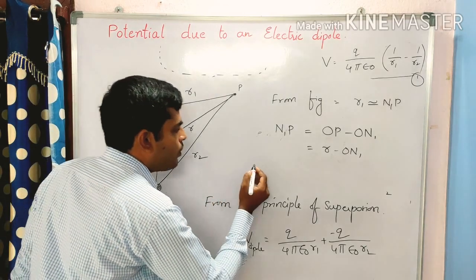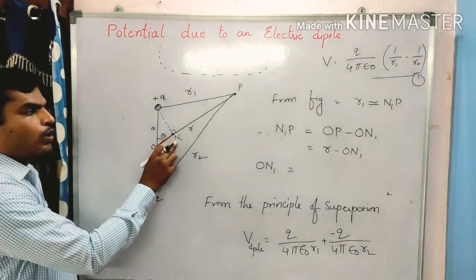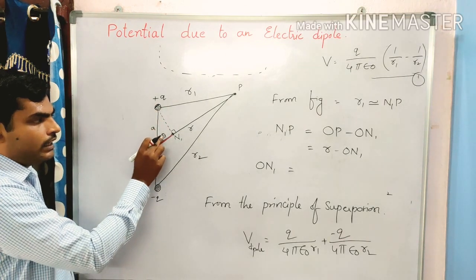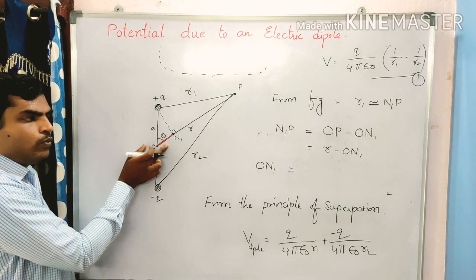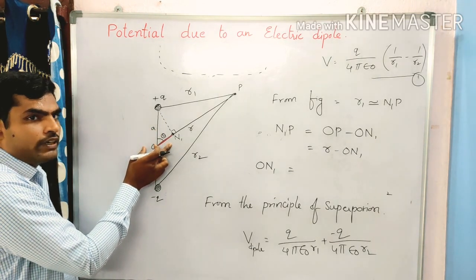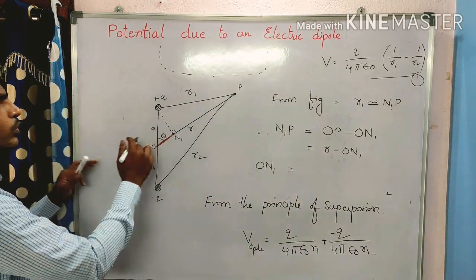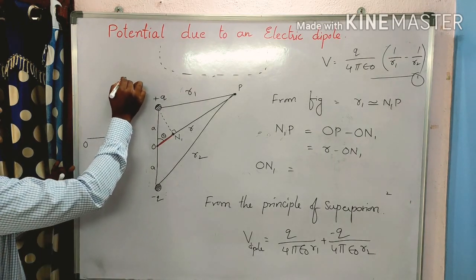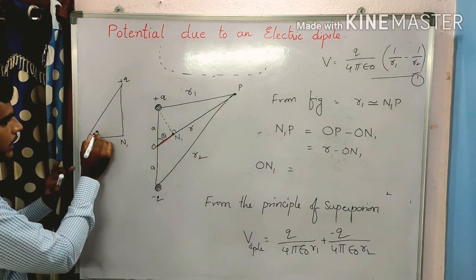Now, how to find the value of this ON1? Now see, this is a right angle triangle. This is angle theta. For this angle, ON1 is the adjacent side and A is the hypotenuse. This is a right angle triangle now. So you write this as: this is O, this is N1, this is the positive charge. Now this angle is theta.